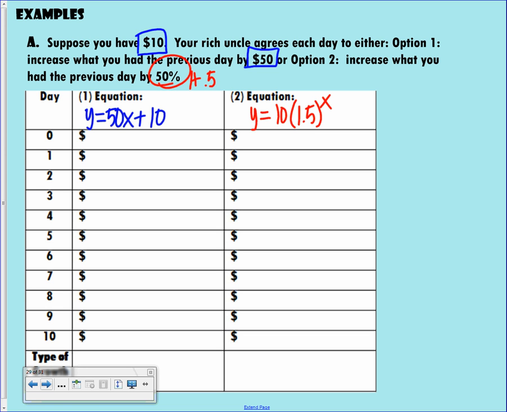And you should be getting more familiar with these because this is our fourth lesson in exponential, so these should look mostly familiar to you. So I can go ahead and just fill out my table using my equations. On day 0 here, I have $10, then I've got 60, 110, and so on. Over here on my second equation, I start off with $10, I multiply it by 1.5, then I've got $15, multiply that by 1.5, and I've got $22.50. So I'm going to have you pause right now, fill in the rest of your table, and then play when you have finished that.